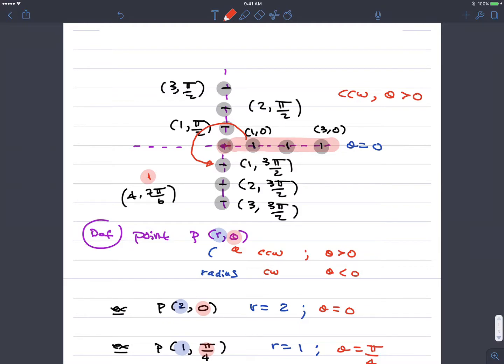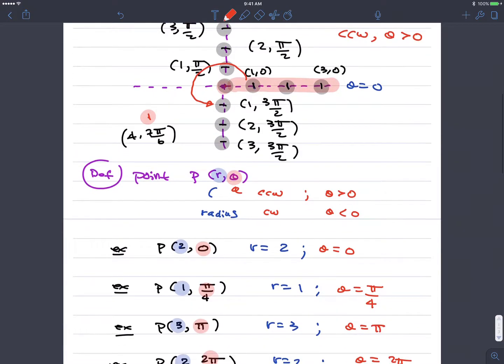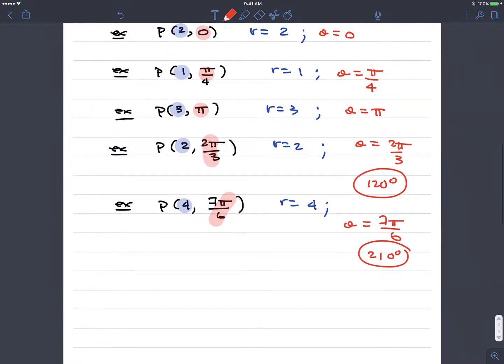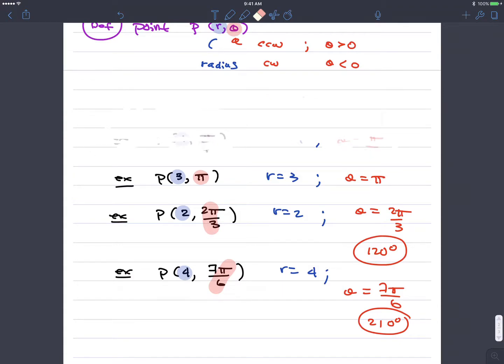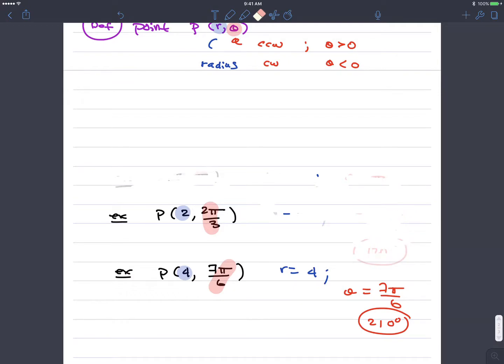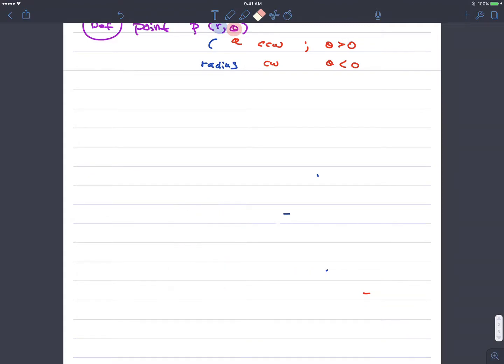Nevertheless, anyone have any questions at this point? Because I'm going to erase some things. You guys okay with that? We got these examples. I'm going to erase this. I'm going to look at the idea here now, not of positive angles, but of negative angles. Okay? So we're going to consider negative angles now.